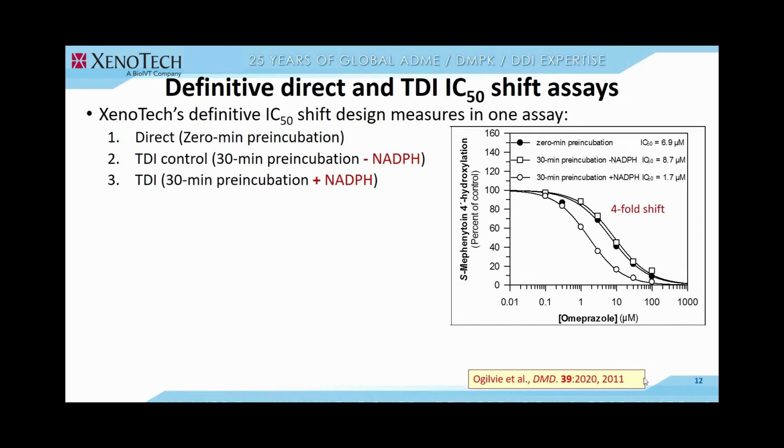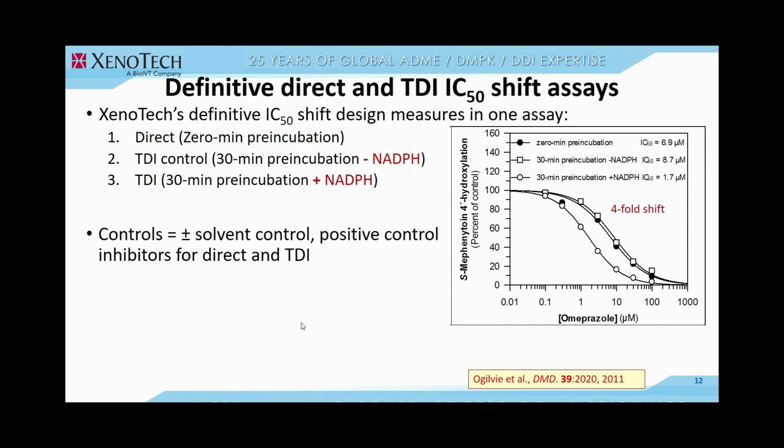And so you'll see an example here, published in 2011, where I used omeprazole. With the 0-minute pre-incubation, I have an IC50 value of around 7. It actually increases slightly without NADPH and drops to about 2 micromolar, or approximately a 4-fold shift to the left, showing that we do have time-dependent inhibition of CYP2C19 with omeprazole.